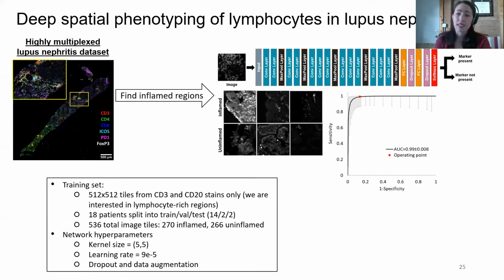We trained a VGG19 to do this classification automatically for us. We had about 500 total images to train this, and we were able to get an AUC of 0.99 to filter those images out and reject the scarred tubules.